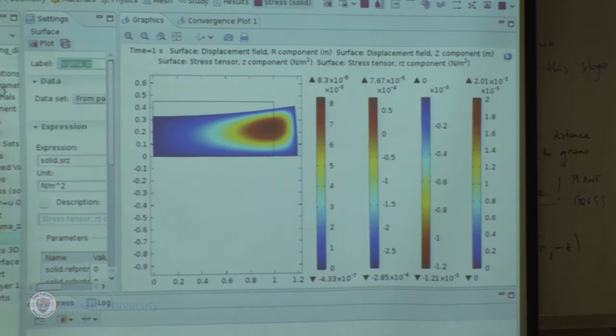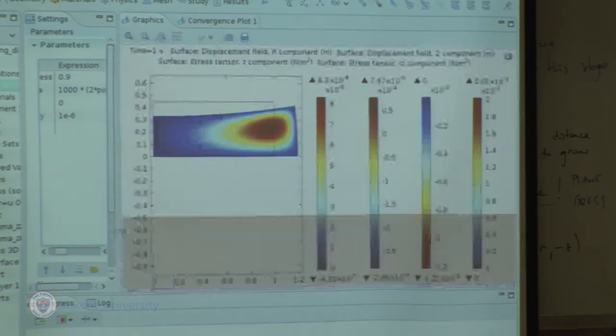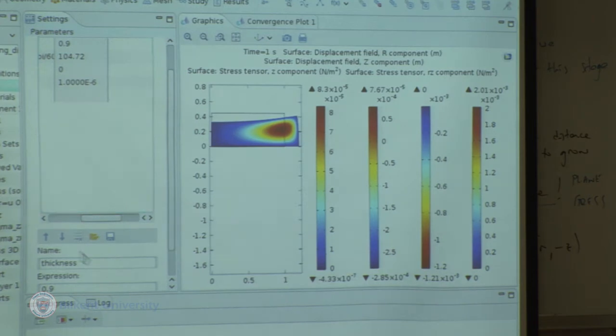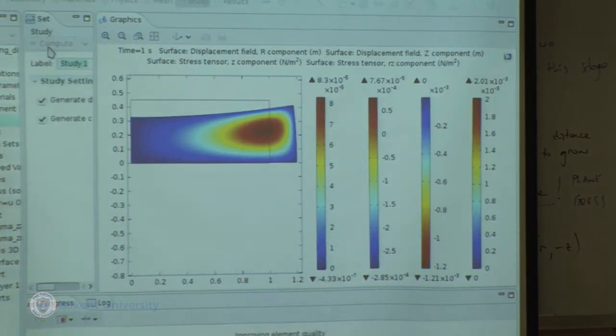So now I will go and make the thickness smaller, right? By the way, angular velocity was, in terms of RPM, 1,000, okay? And the thickness was 0.9. I'll make it, let's say, 0.25. Okay? And I will go ahead and solve the problem once again.